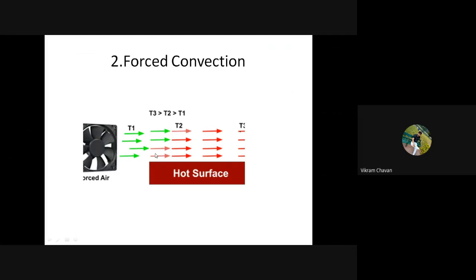A similar example you can take: why we use fans in our rooms. Because when you get inside the room, your temperature is high and you want to reduce your body temperature as early as possible.